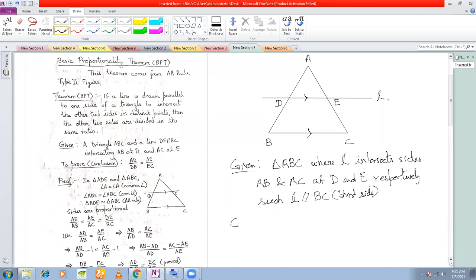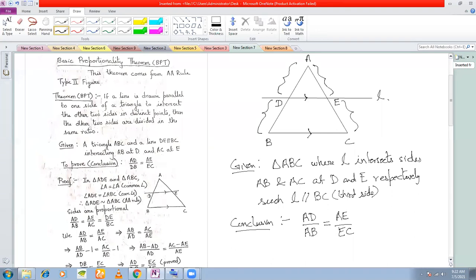Then what can we conclude according to this theorem, according to BPT? Our conclusion is that AD by DB, that is the length of this side divided by the length of this side, is equal to the ratio of this side to this side, AE by EC. Okay, this is what the BPT is.